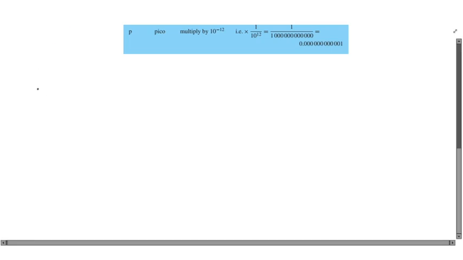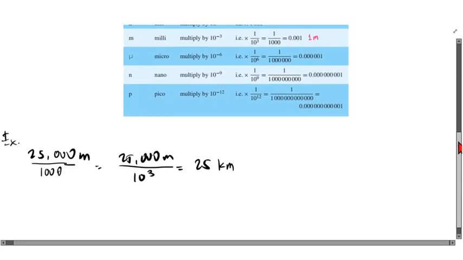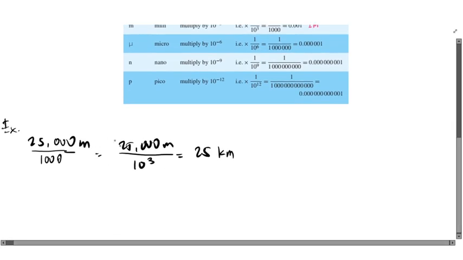For example, we have 25,000 meters. So this will be our first example. If you are going to convert this into a unit with a prefix, the very first thing to do is divide this by 1,000, or rewrite it as 25,000 meters over 10 to the power of 3. Then we will have 25 kilometers, because 10 to the power of 3 is kilo.